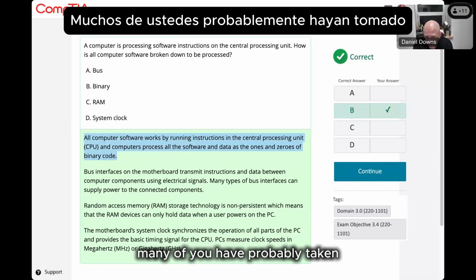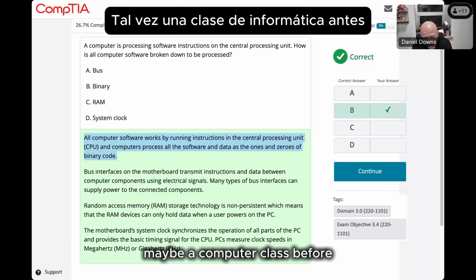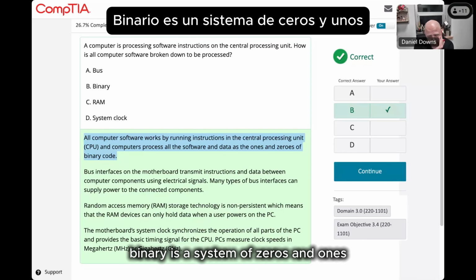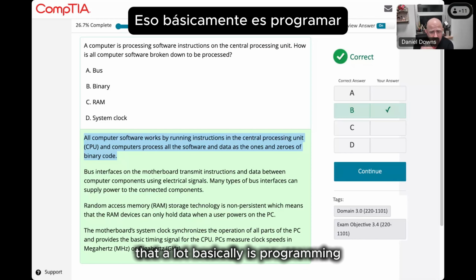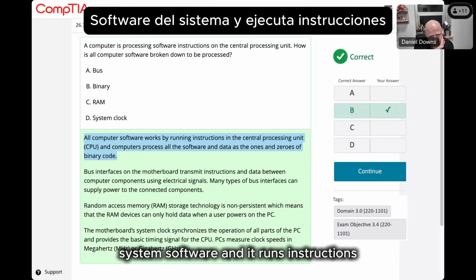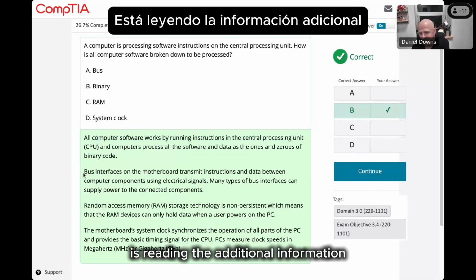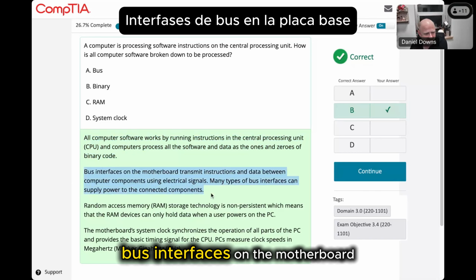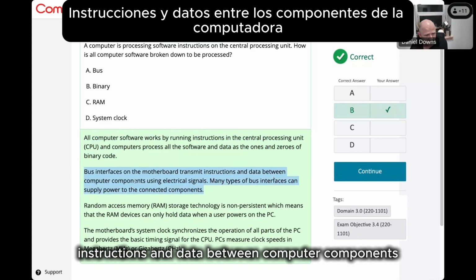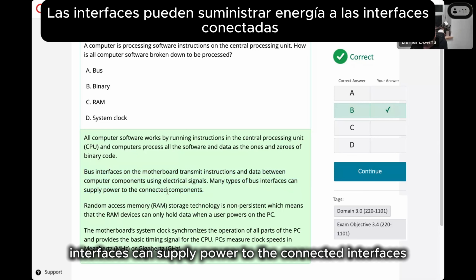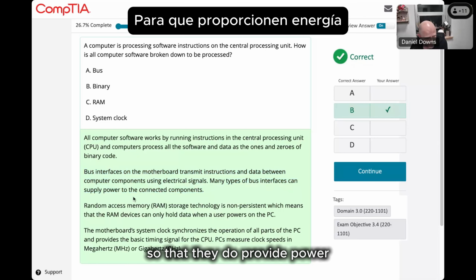Many of you have probably taken a computer class before or heard that before, but basically binary is a system of zeros and ones that is programming, right? System software, and it runs instructions. But the hard part of these questions, even if you get one right, is reading the additional information. Bus interfaces on the motherboard transmit instructions and data between computer components using electrical signals, but many types of bus interfaces can supply power to the connected interfaces. So they do provide power.